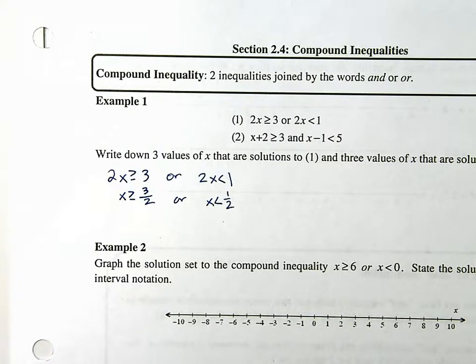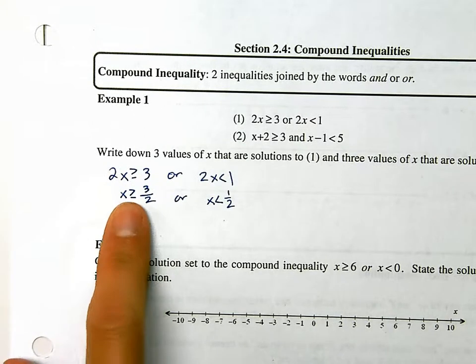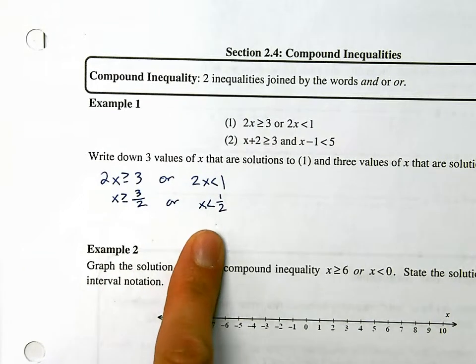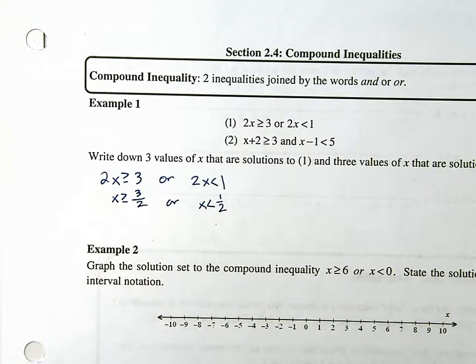Okay, what's another number that works? 4. Works for this one, right? What else? -1 works for this one, but not this one. And that's okay. It's an or. Okay, so all of those are solutions.